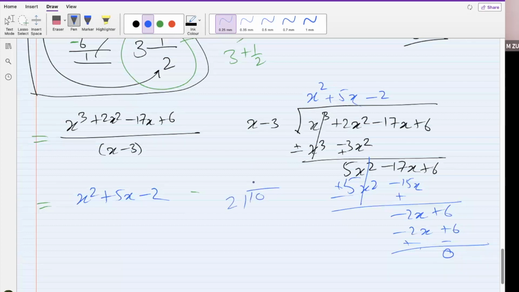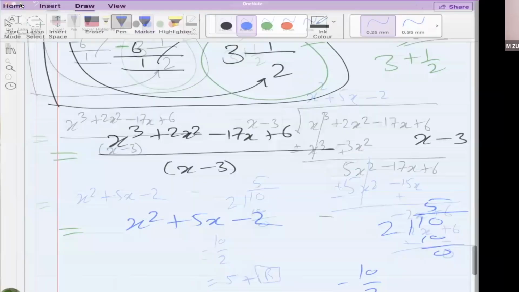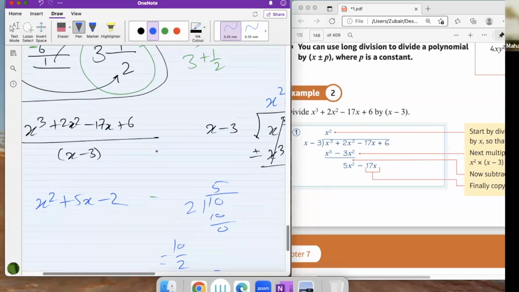Just like we divided 10 with 2. When there is no remainder, 10 by 2 is equal to 5. There is no remainder to it. Clear? Yes, sir, clear.